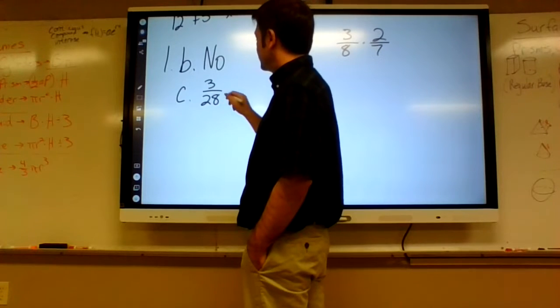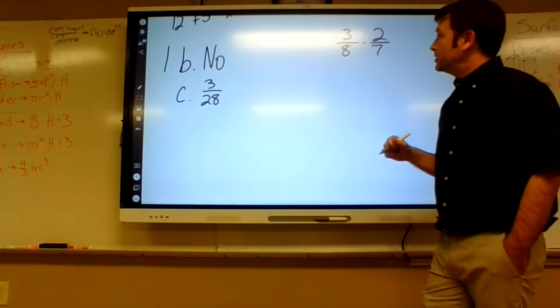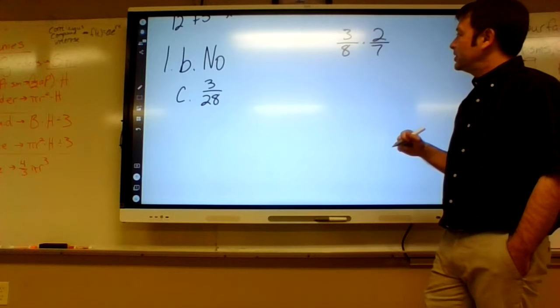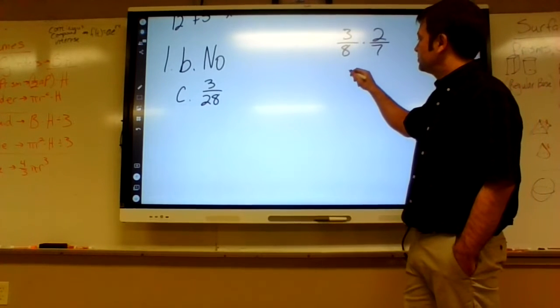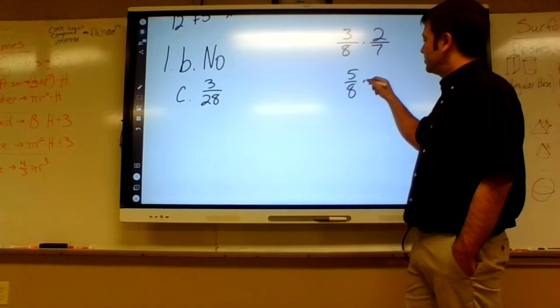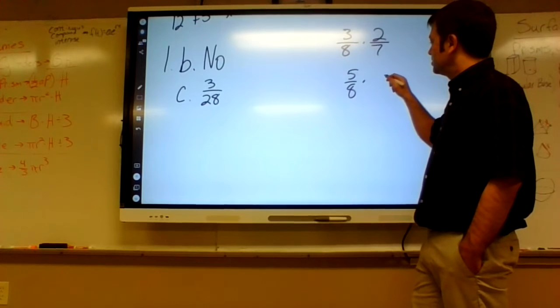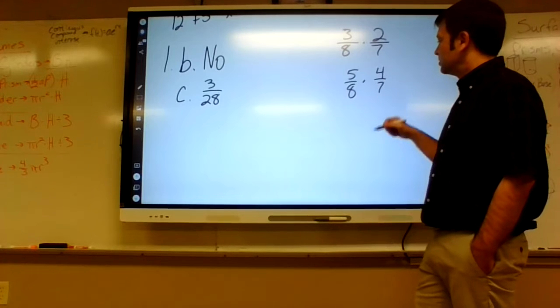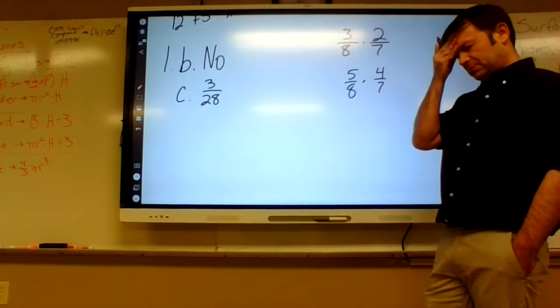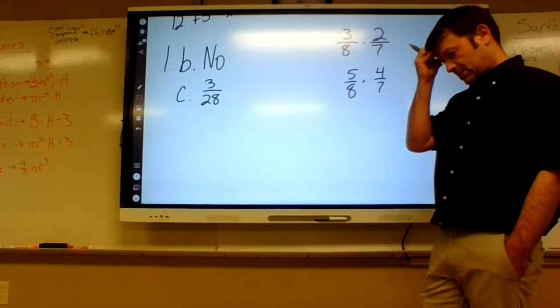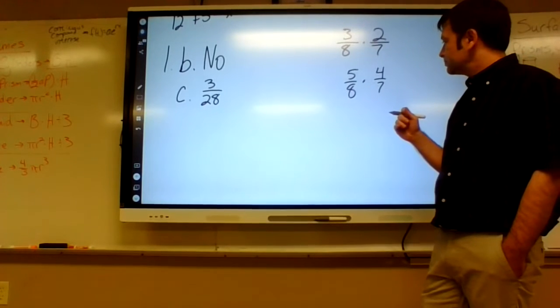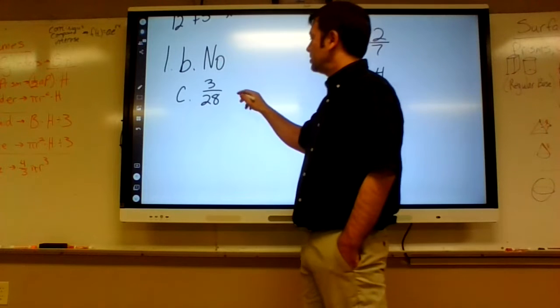That's not the answer. What's the probability of getting 2 greens? What's the probability of the first draw being green? 5 out of 8. What's the probability of the second ball being green? 4 out of 7. So it comes out to 5 out of 14. So do we add that to the 3 out of 28? Yes.